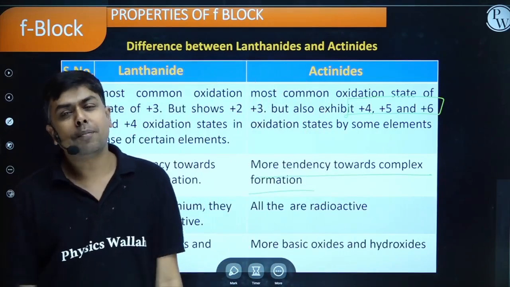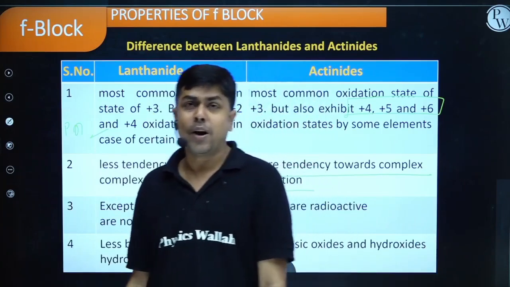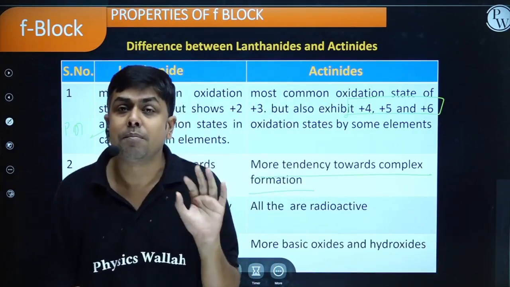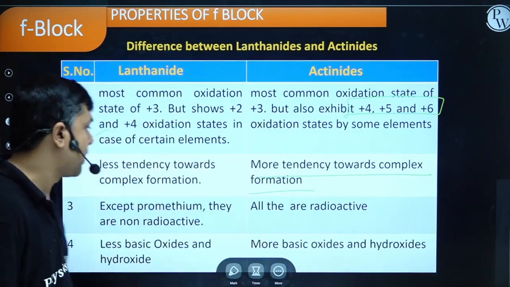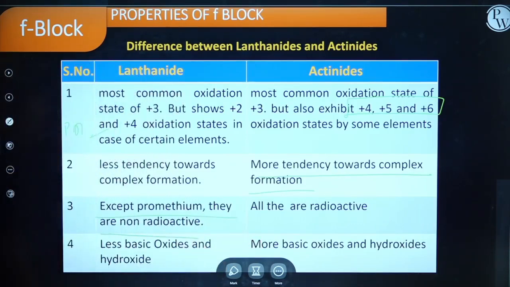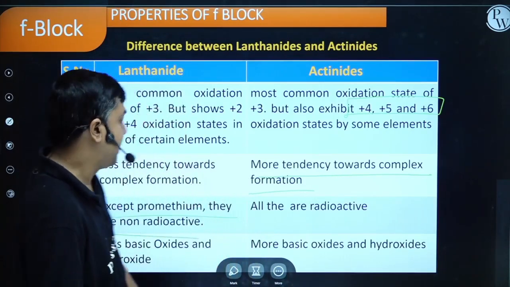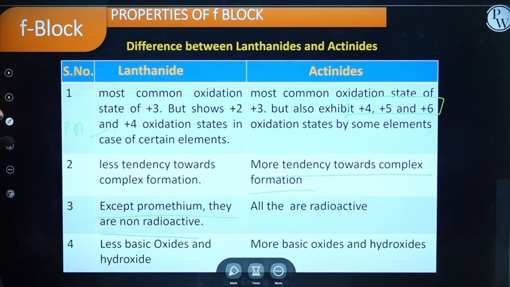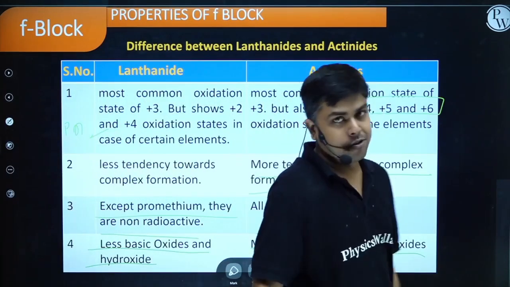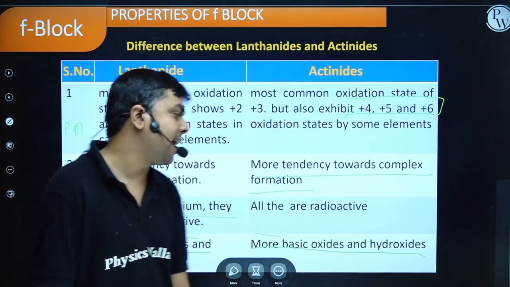Students, if I talk about radioactivity, all the actinide elements are man-made elements. So they are basically radioactive elements. Whereas if I talk about lanthanides, except promethium, all others are non-radioactive elements. Except promethium, they are non-radioactive. Okay, if I talk about the basic nature, lanthanide hydroxides are less basic as compared to actinide hydroxides. This one is also important. Actinide hydroxides are more basic as compared to lanthanide oxides or hydroxides.